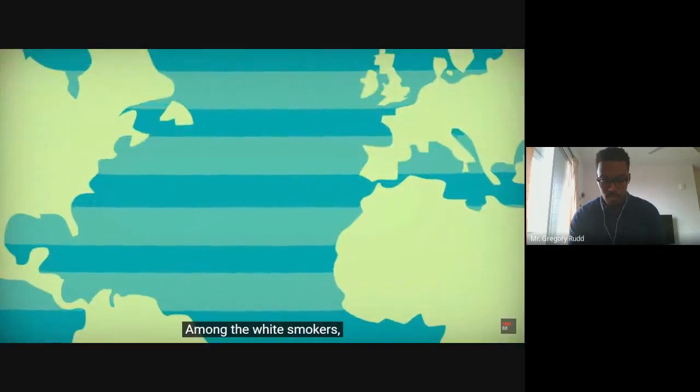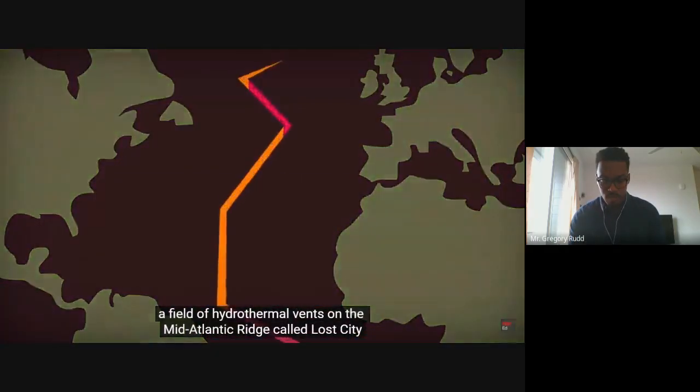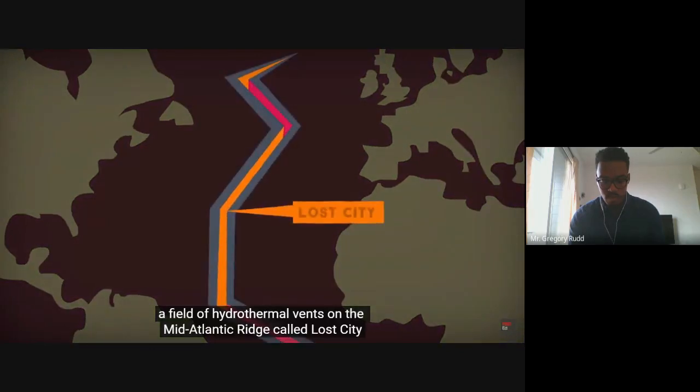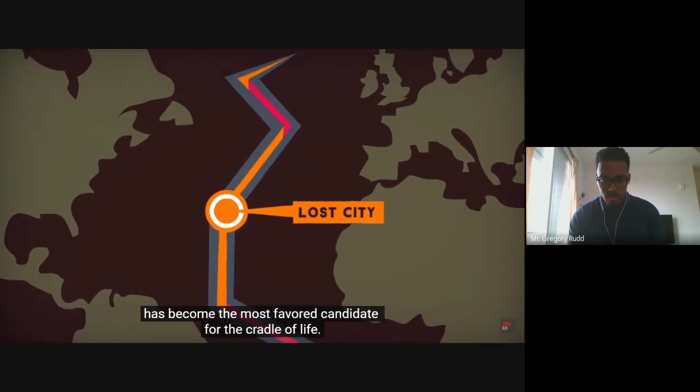Among the white smokers, a field of hydrothermal vents on the Mid-Atlantic Ridge called Lost City has become the most favored candidate for the cradle of life.